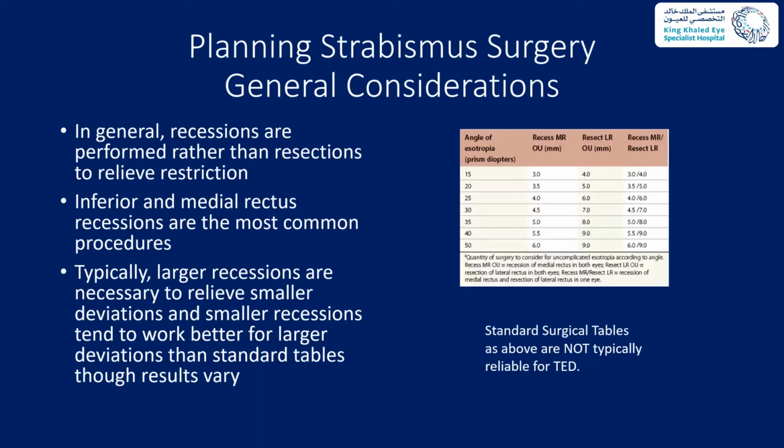So what are some other general considerations? Well, generally you want to perform recessions rather than resections to relieve restriction, although resections can be performed after you've performed a recession. Inferior and medial rectus recessions are the most common procedures. And typically larger recessions are necessary to relieve smaller deviations, and smaller recessions tend to work better for larger deviations than the standard tables, though the results definitely vary. And here you see a standard surgical table for strabismus, and these are not typically reliable for thyroid eye disease.